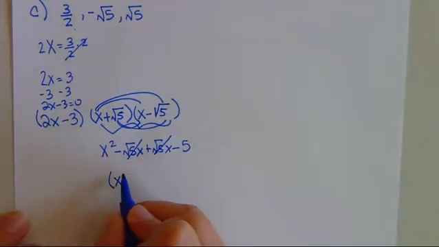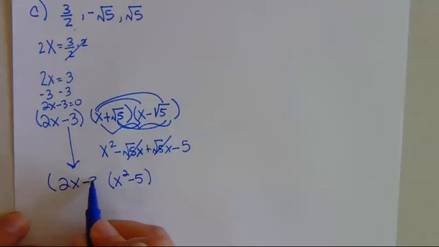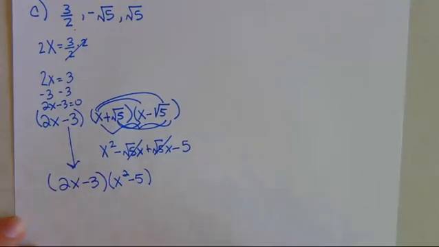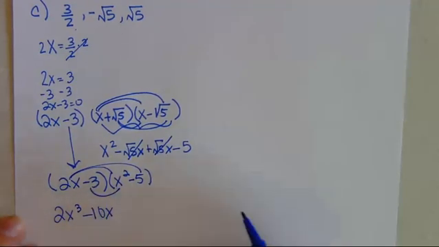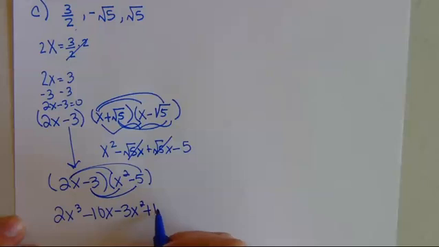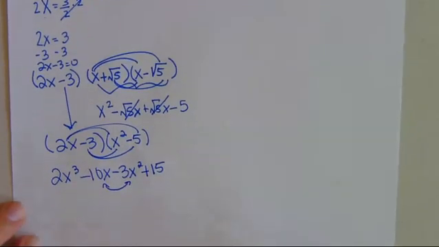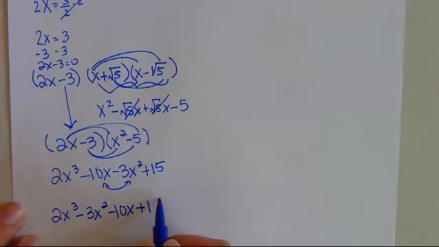So I end up with x squared minus 5, and I still have this 2x minus 3 that I'm going to now FOIL with the x squared minus 5. So 2x times x squared is 2x to the third. 2x times negative 5 is negative 10x. Negative 3 times x squared, and negative 3 times negative 5. Just make sure, notice that these terms are switched around. We want to put this in standard form, so we're going to go ahead and change that to 2x cubed minus 3x squared minus 10x plus 15.